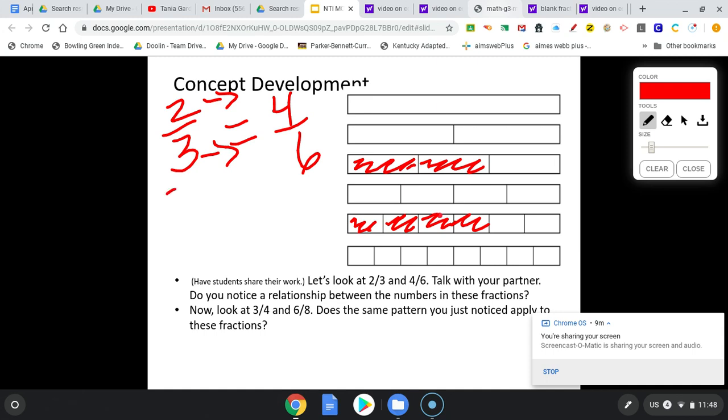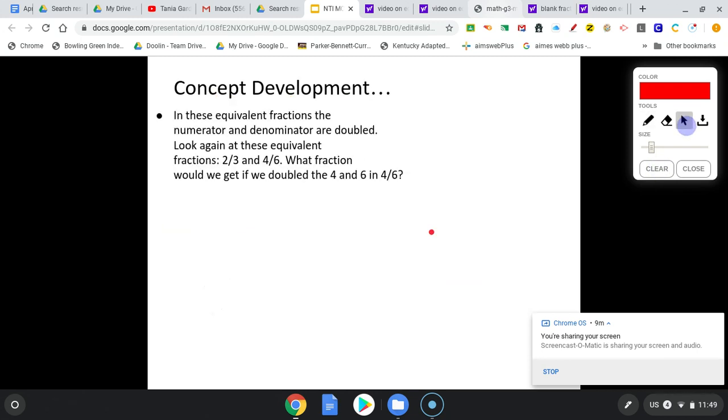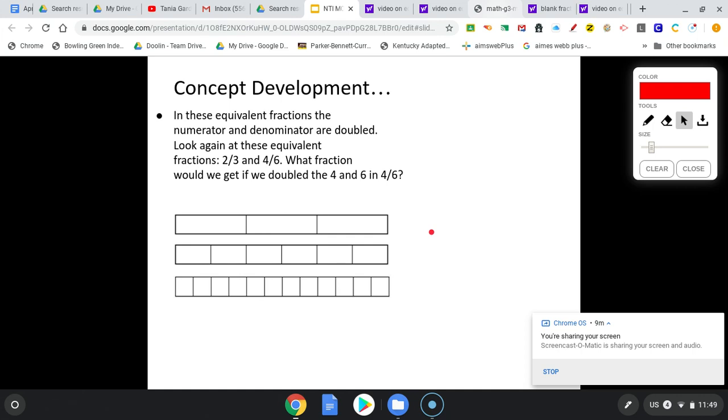Now let's look at 3/4 and 6/8. Are those equivalent? Yes, the same pattern applies with those, because 3/4 is equivalent to 1, 2, 3, 4, 5, 6 eighths. Great job. Now, in these equivalent fractions, the numerator and the denominator are doubled. As we said, the numerator and the denominator are doubled.